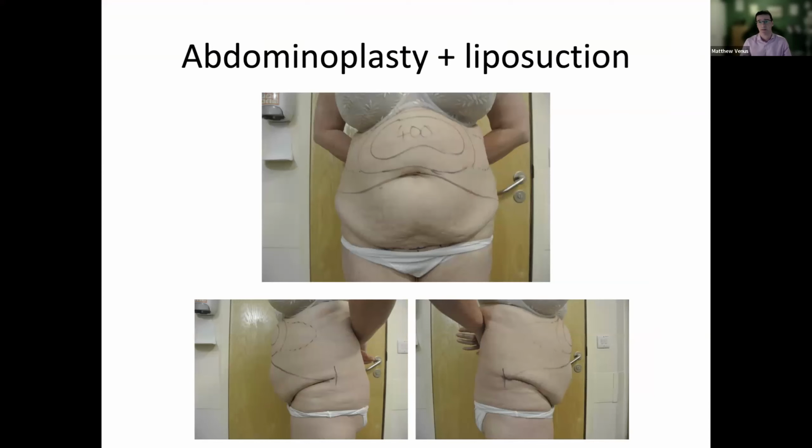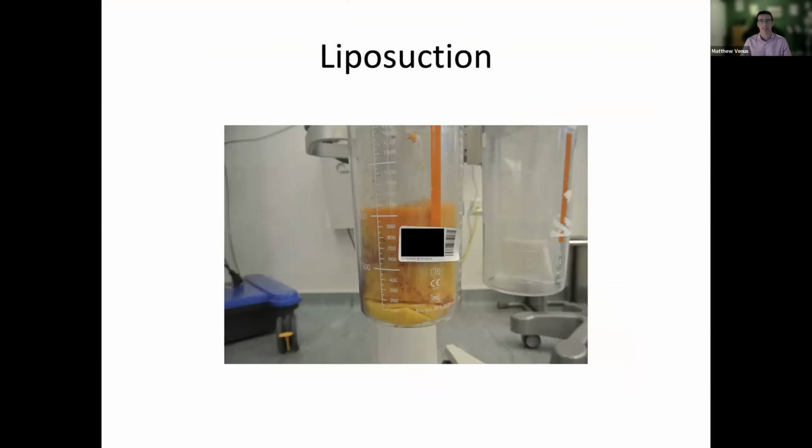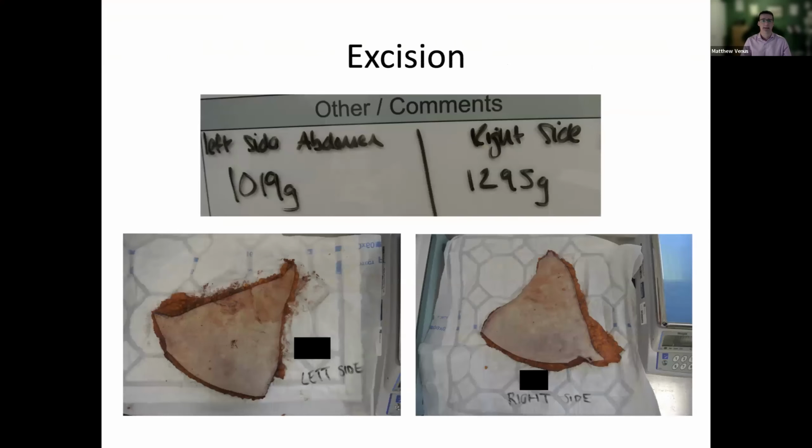So I did do liposuction, it's one of the exceptions, but I did do liposuction, 400 mils, and I sort of make an estimate about how much fluid I want to put in. That's how much I got out, about 1,100 mils. That's fat and infiltration fluid, it's not just fat. And I took off just over 2 kilograms of skin from her abdomen.